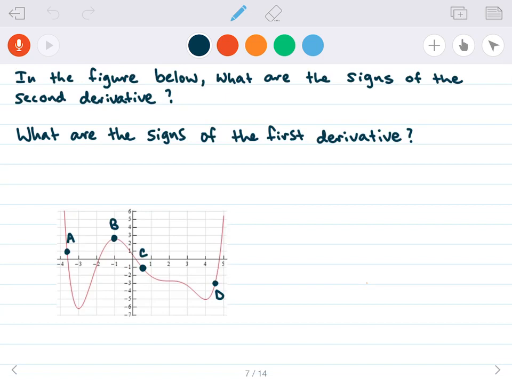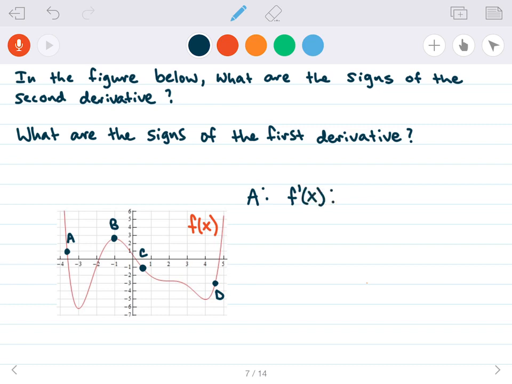Okay. Let's look at this example. In the figure below, what are the signs of the second derivative? What are the signs of the first derivative at each point, assuming? So let's look at point A. All right, so assuming this red curve is f of x, just our regular function. So remember, let's actually look at the first derivative first. So we're looking at f prime of x.